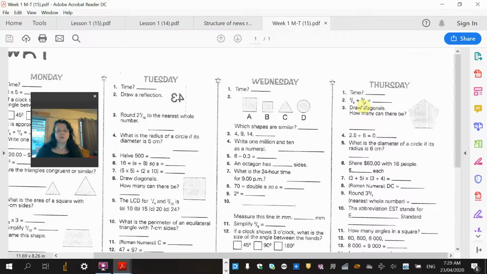Okay, adding fractions. Please make sure your name's at the top as well. 3/4 plus 3/4. And of course, we leave the denominators the same. So 3 plus 3 is 6 over 4. We can't leave it like that because that's an improper fraction, so we need to simplify it.